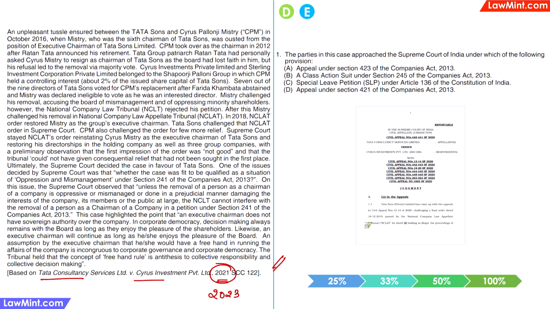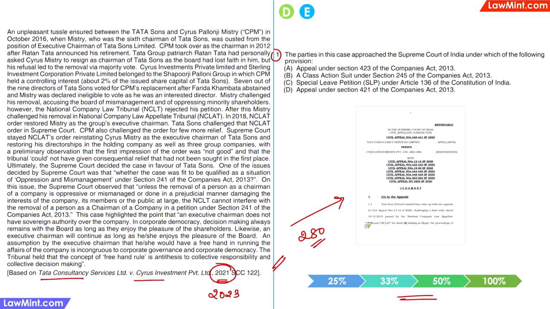So very few students would have read this case, and even if they had read this case sometime in the past, it would be difficult to remember the intricate details because this was a 280-page judgment, which means that most of the toppers and the successful candidates used the elimination strategy effectively to answer these questions.